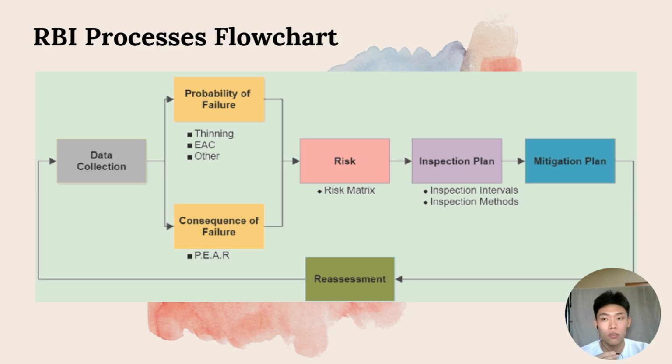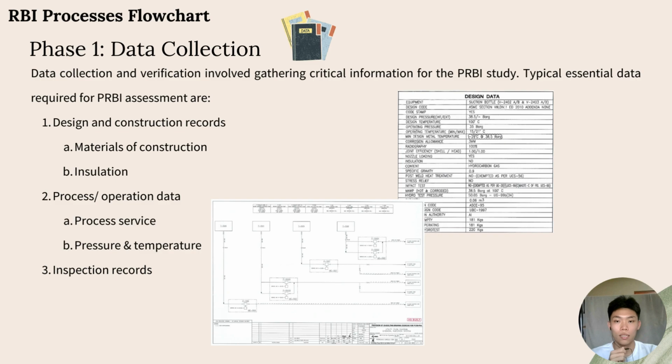This is the figure that shows the process workflow of conducting risk-based inspection, which could be lengthy, but we can roughly separate it into three phases that will be discussed in the following. The first phase of risk-based inspection is data collection and verification. Data collection and verification involve gathering critical information for the RBI study, including static equipment design, operation, inspection, and maintenance data from General Arrangement (GA) drawings and Piping and Instrumentation Diagrams (P&ID).